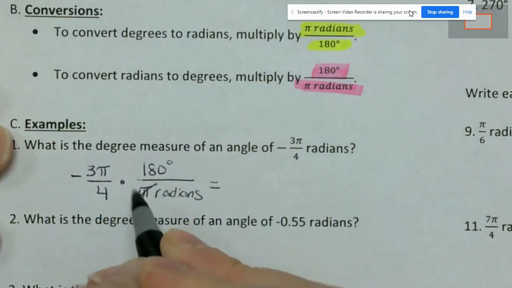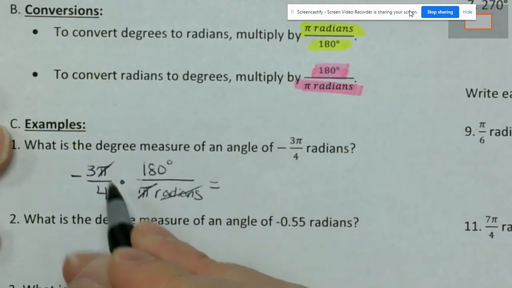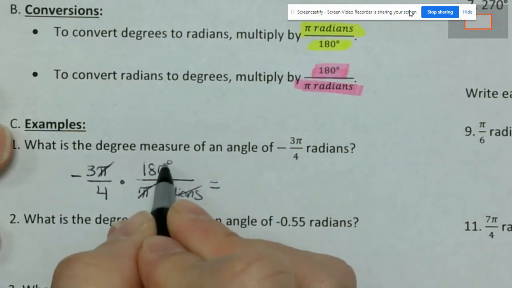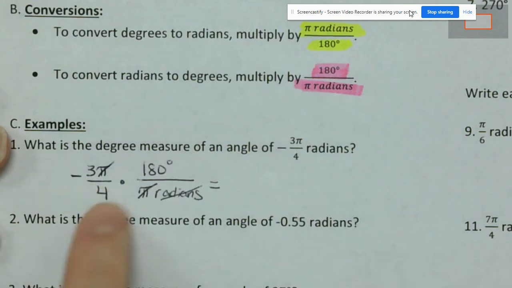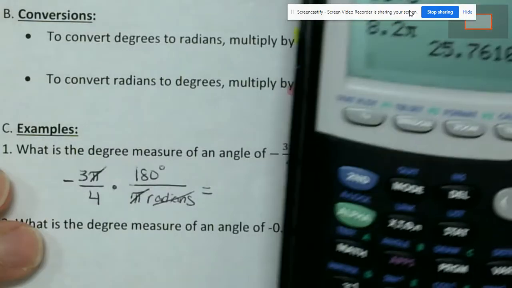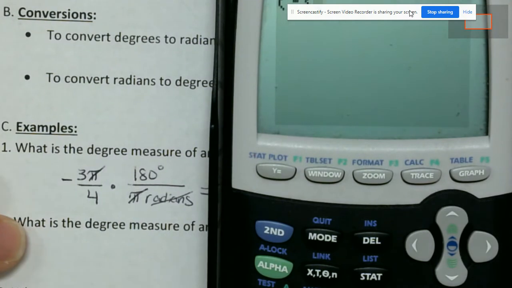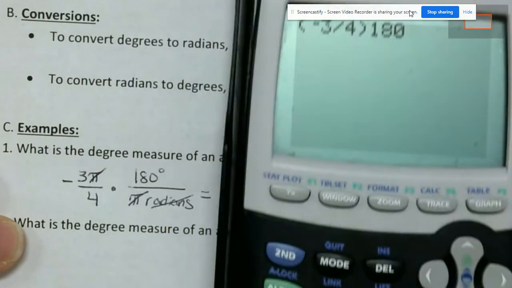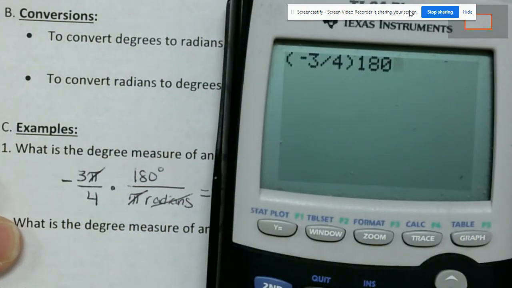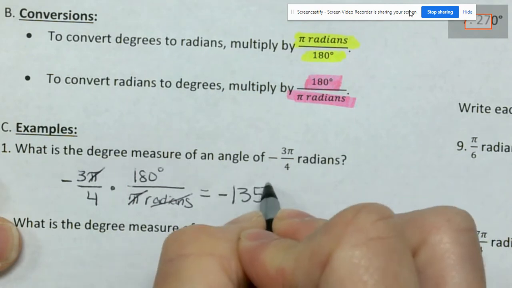The pi's will cancel. Your radians will cancel too, because this is radians over here, so I didn't write it, but that radians will cancel so that you're just left with this degree. Now, you can key this into your calculator: negative 3/4 times 180, because we canceled out the pi, remember. And we get negative 135. So our answer here is negative 135 degrees.